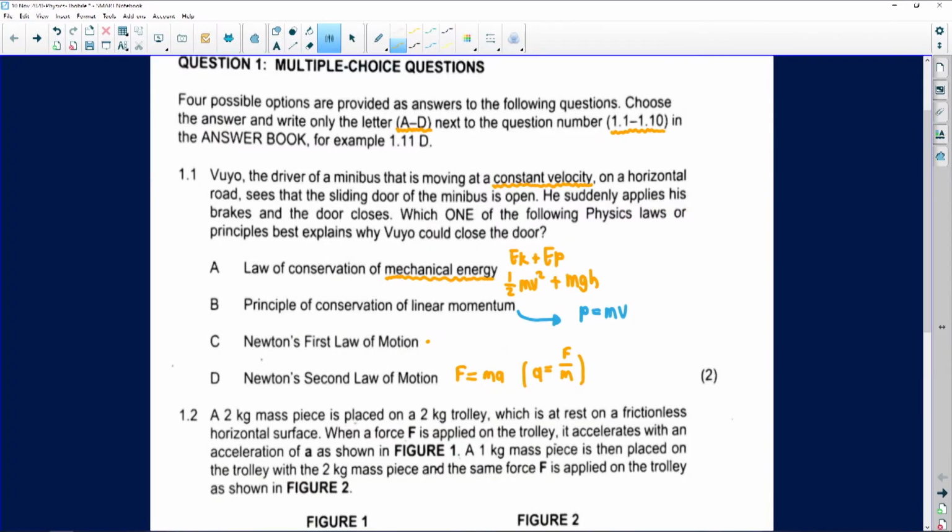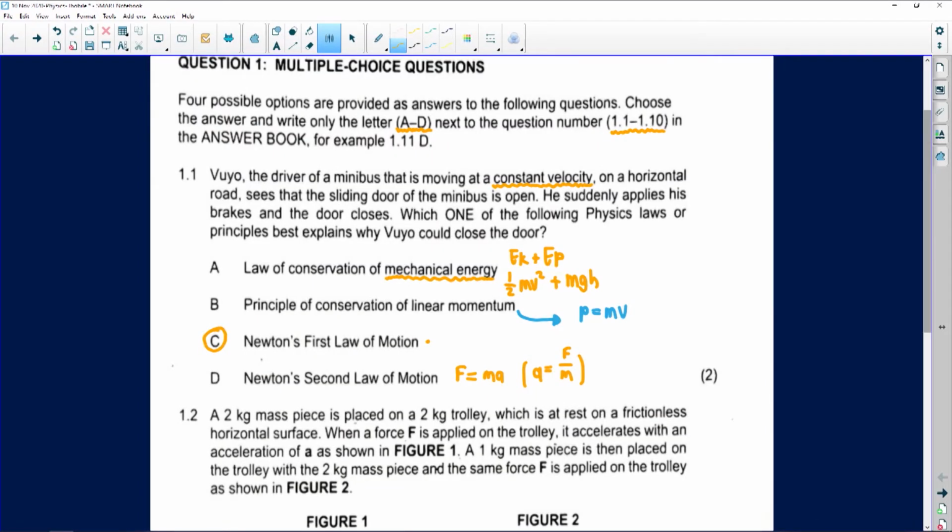Which means Newton's first law is going to be our answer, because this means as the car was driving, the door was remaining at rest. He applies the brakes, that is the external or net force. And then what does it do? It moves forward, which actually closes the sliding door. So that is Newton's first law. So number 1.1 will then be C.